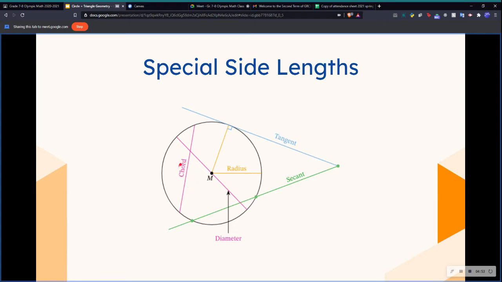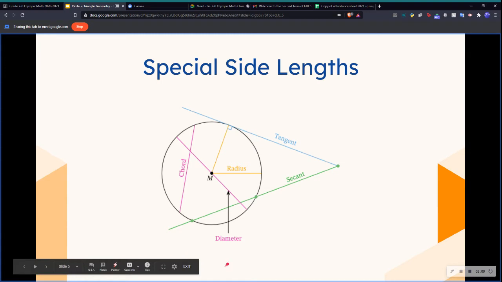This one right here is called the chord. A chord is like a diameter, except it doesn't pass through the center. So it has two endpoints on the circumference, but it does not pass through the center. Otherwise, it would be called a diameter. So that's what a chord is.